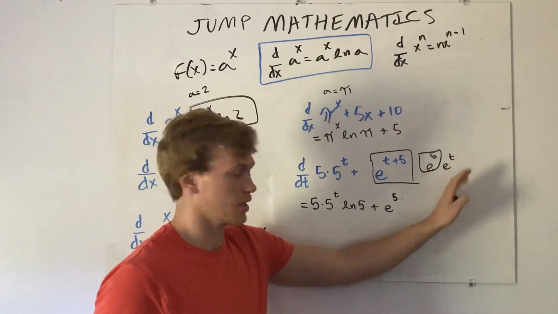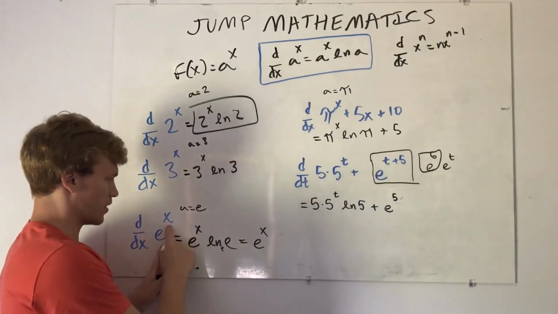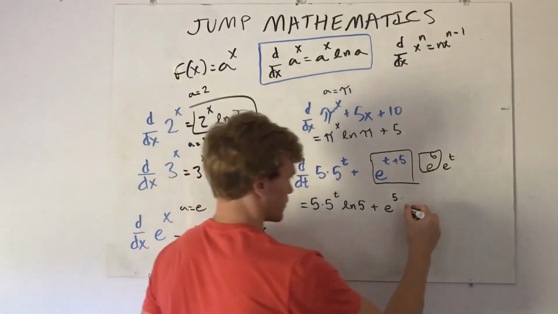Then the derivative of e to the t, as we saw over here, is just e to the t itself.